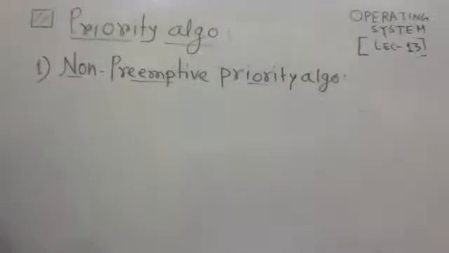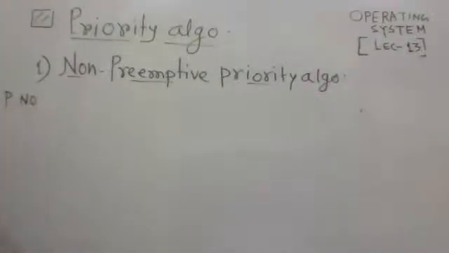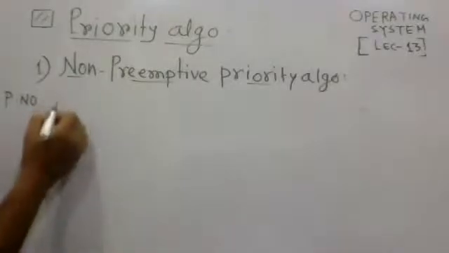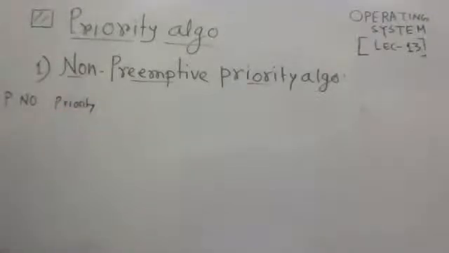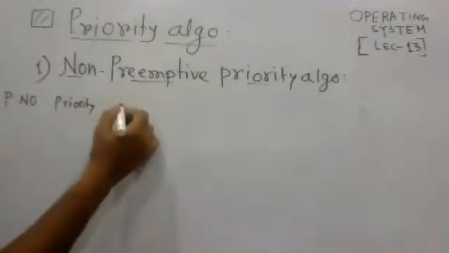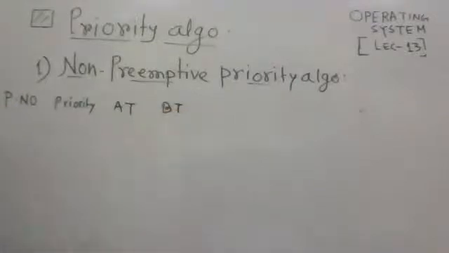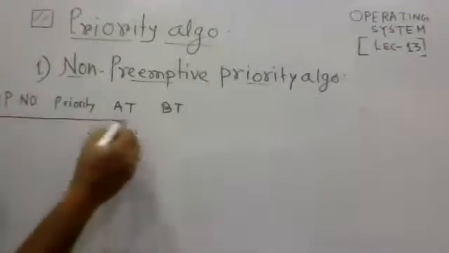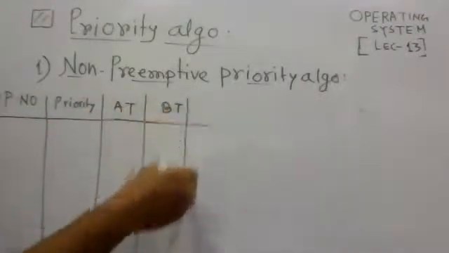Now here we have to solve a problem. Given are the process number and, obviously, the priority for each process. Next, the arrival time and the burst time are given. This is the given data in your numerical problem.